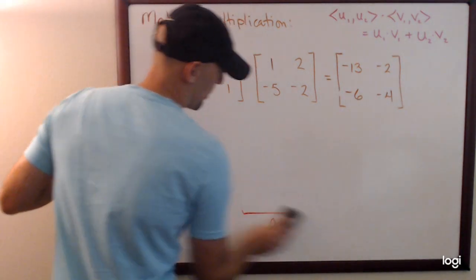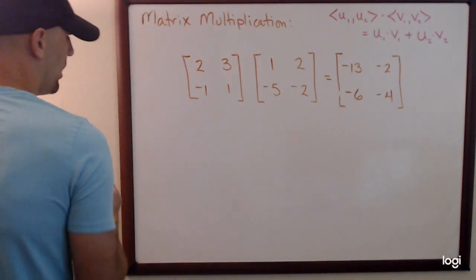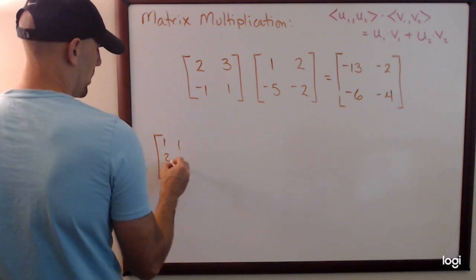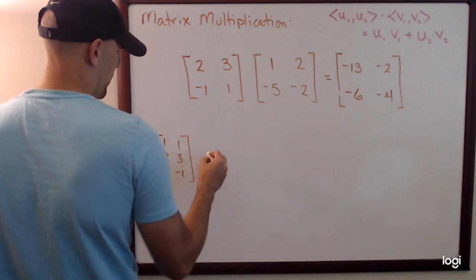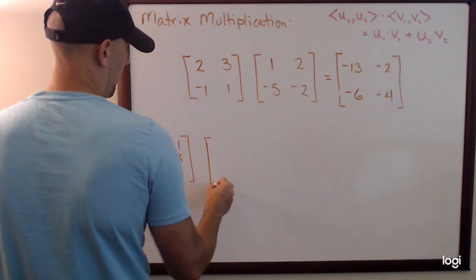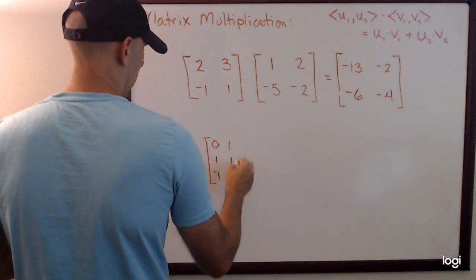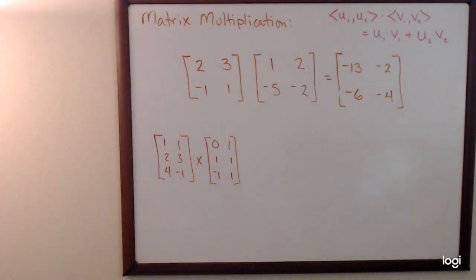whether or not we can do some of these products, right? So for example, let's say I take this matrix here. This is 1, 1, 2, 3, 4, -1. Can I multiply these two matrices together? Well, no, and that seems weird, doesn't it? I mean, they're the same size. Shouldn't I be able to multiply them together? Well, no.